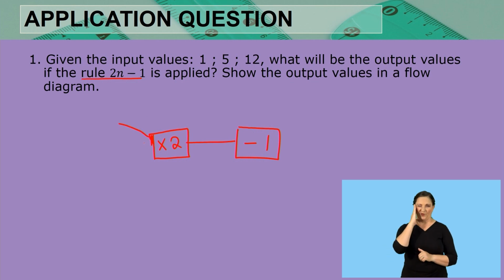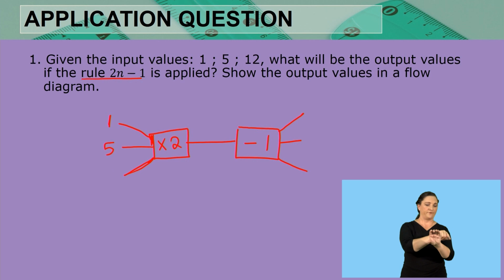So we've been given 3 input values that we've been asked to represent as output values after we've applied our rule. The input values that we've been given are 1, 5, and 12. And we are going to multiply each of these values by 2, and then we are going to subtract 1. So let's start. 1 multiplied by 2 is 2, and when we subtract 1, that is going to give us a 1. So that is our first output value there.